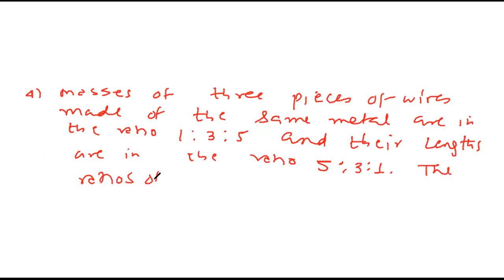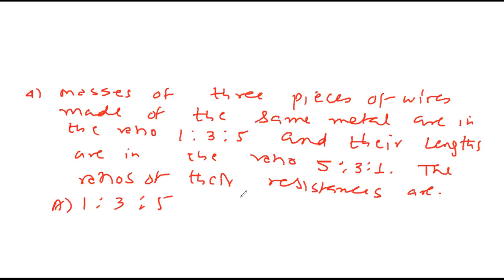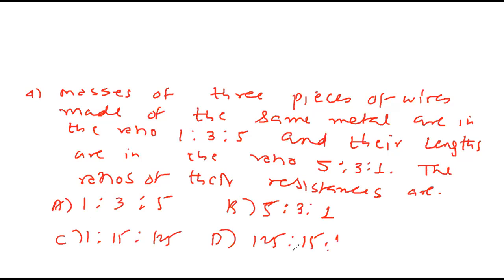The ratio of their resistances are: first option 1:3:5, second 5:3:1, third 1:15:125, and last 125:15:1. Please copy the question, then I'm explaining. Masses are made up of same metal but in the ratio 1:3:5.